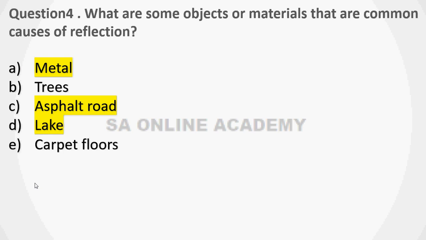So objects like metal, definitely asphalt road are bigger ones, and they are smooth, so they definitely do reflection. Trees, because a tree has hollow space in between, so reflection is not 100% possible through trees. Same way carpet floors again is not the right answer. So metal, asphalt road, lake are the right answers for this question.